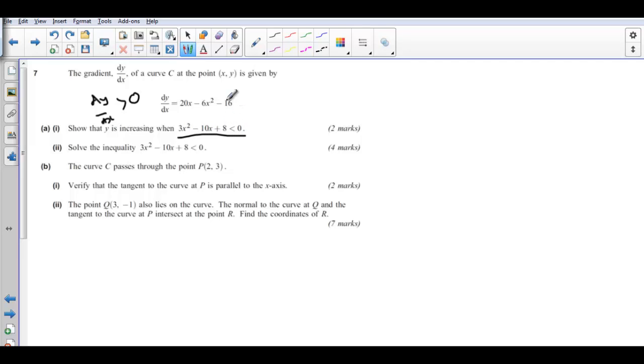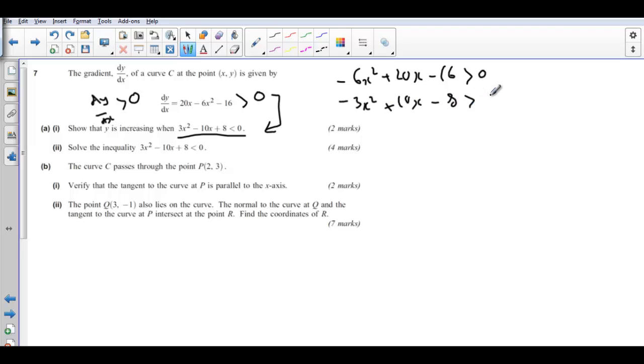Okay, so what have we got? Dy by dx, which is this expression, is bigger than 0. We've got to get from there to there. What can we do? Let's put it in the right order first of all. Negative 6x squared plus 20x take away 16 is bigger than 0. What have we got to do next? I can see things being halved. Negative 3x squared plus 10x take away 8 is bigger than 0.